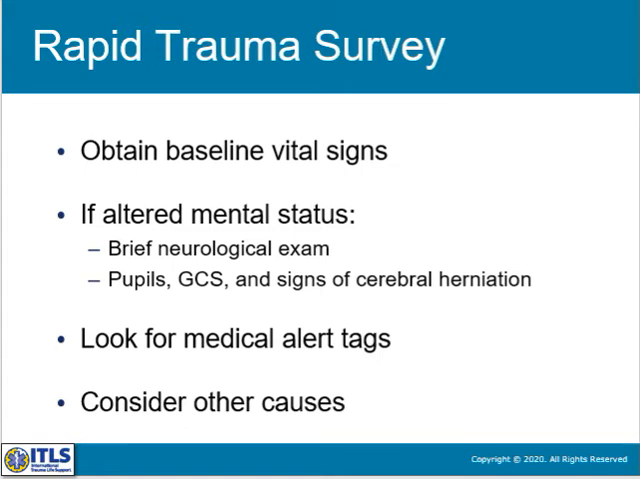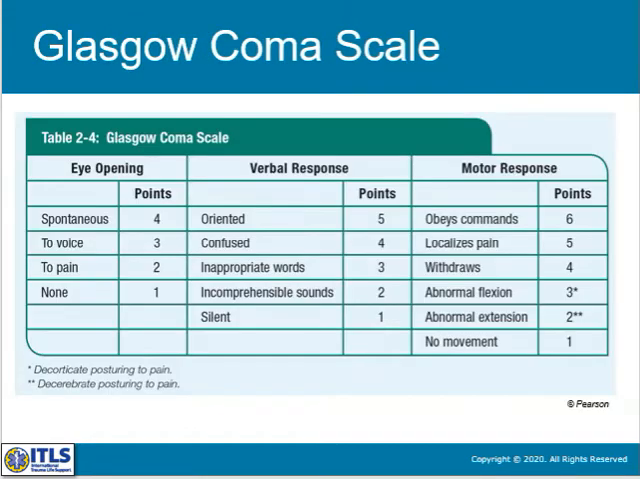Make sure during our scan we're looking for any medical alert tags or anything that's pertinent, and consider any other causes. So here's your GCS scale, obviously. Most of you probably already know how to do this. 4, 5, 6, 15 overall total. Make sure you're selecting the appropriate numbers for how your person's eyes are opening, their verbal response, and their motor response.